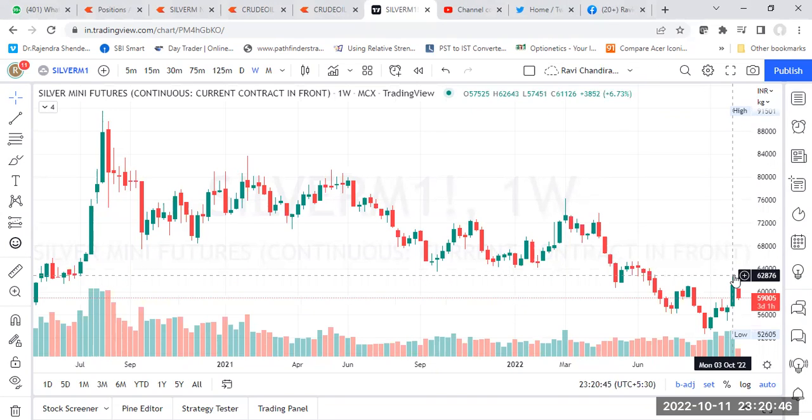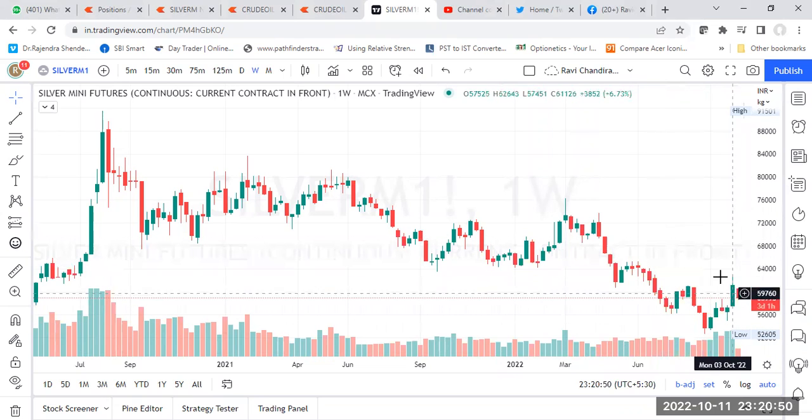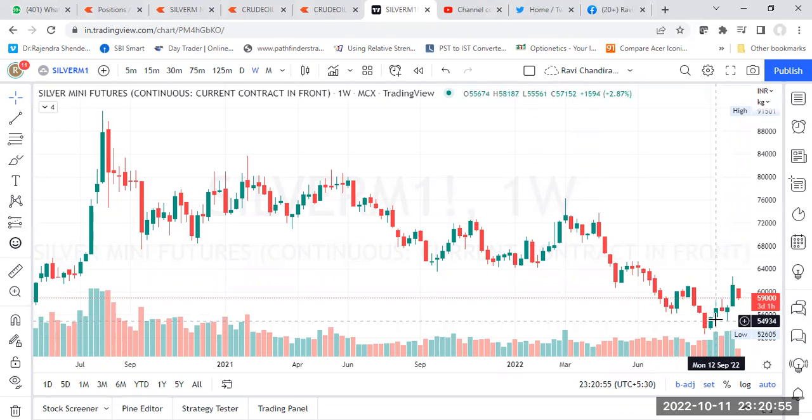Now what I'm interested in is that the trend has changed at a weekly level in the last week itself. So unless it goes below this low, this hammer low, the trend will be considered up according to Dow Jones theory.